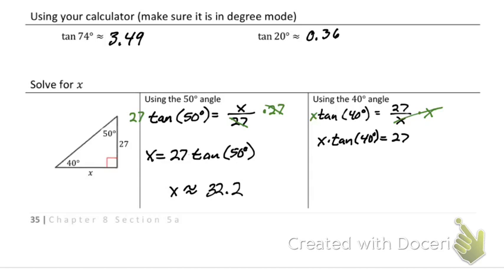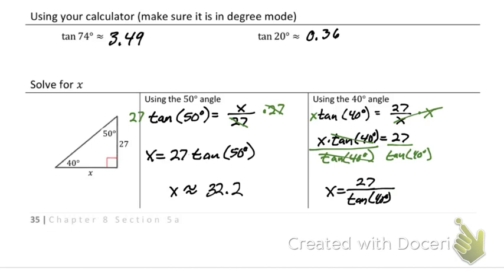So now what I want to do is get this tangent of 40 to the other side. Remember, tangent of 40 is just a number. If you plug tangent of 40 in your calculator, it's just a number. So you can divide both sides by it. So let's divide both sides by tangent of 40. You have to divide by the entire tangent of 40 degrees. You can't divide by 40. And we're just going to get x equals 27 over the tangent of 40 degrees.